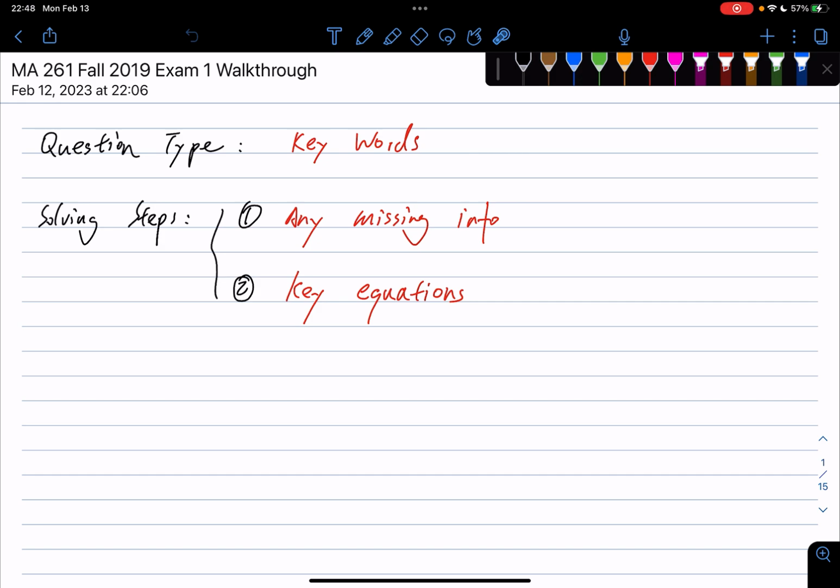Because on every exam, you probably have about 5 to 6 minutes on average per question, so you don't have a lot of time to solve each one. So you get the keywords, you get the question type, and you need to recall your solving steps really quickly, including any missing information and any key equations that you need to use to solve that problem. So with that said, let's go ahead and start the first question.